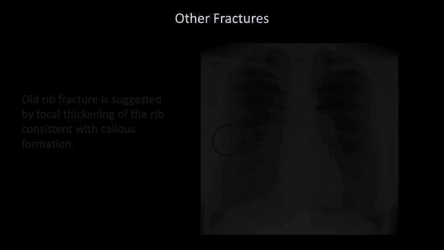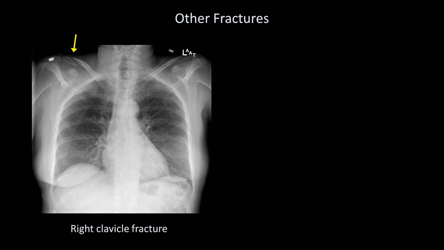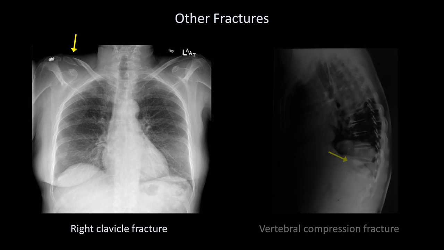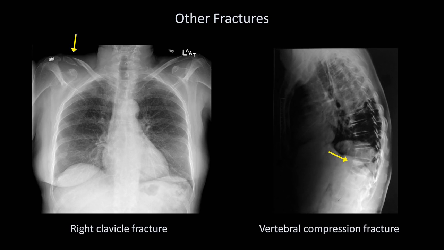A number of other fractures can be seen on chest x-ray. Although it's not the optimal view for identifying or categorizing it, clavicular fractures can be seen. And on the lateral film, we can identify vertebral compression fractures.